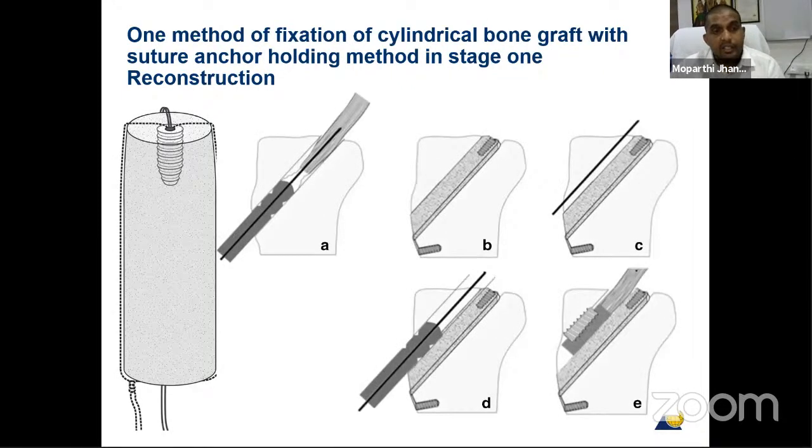There is another method of fixation. If the previous tunnel is near to the anatomical tunnel, we can do one thing. We can fill that one with bone graft, that is anchoring. We can send the bone graft with the suture anchor, and simultaneously drill the anatomical tunnel and fix the graft. So it will be dual purpose. Simultaneously, we can do proper positioning of the graft into the tunnel.